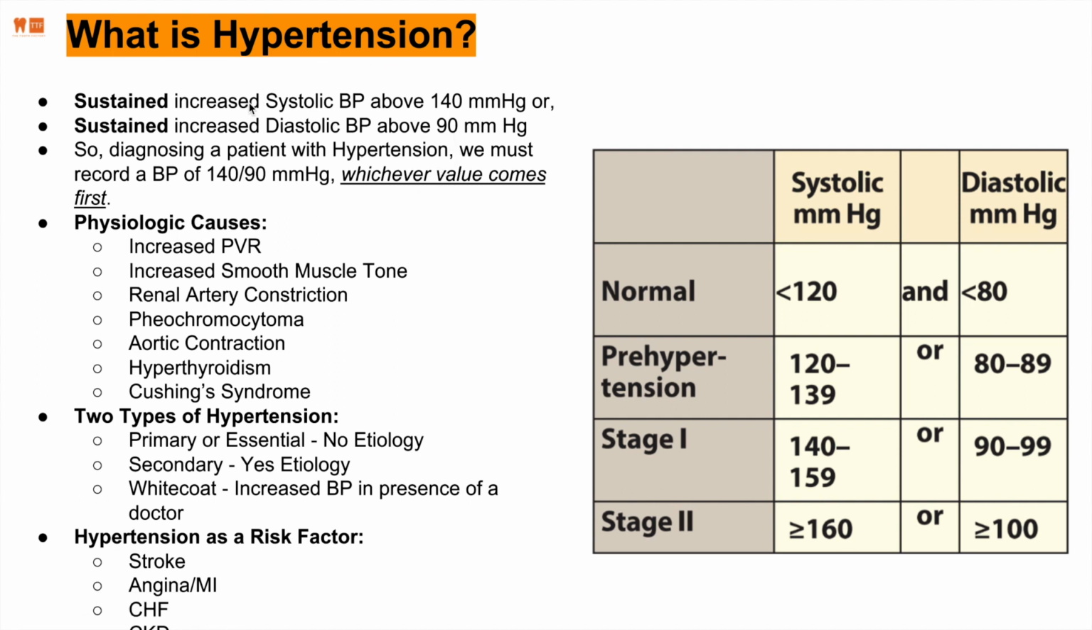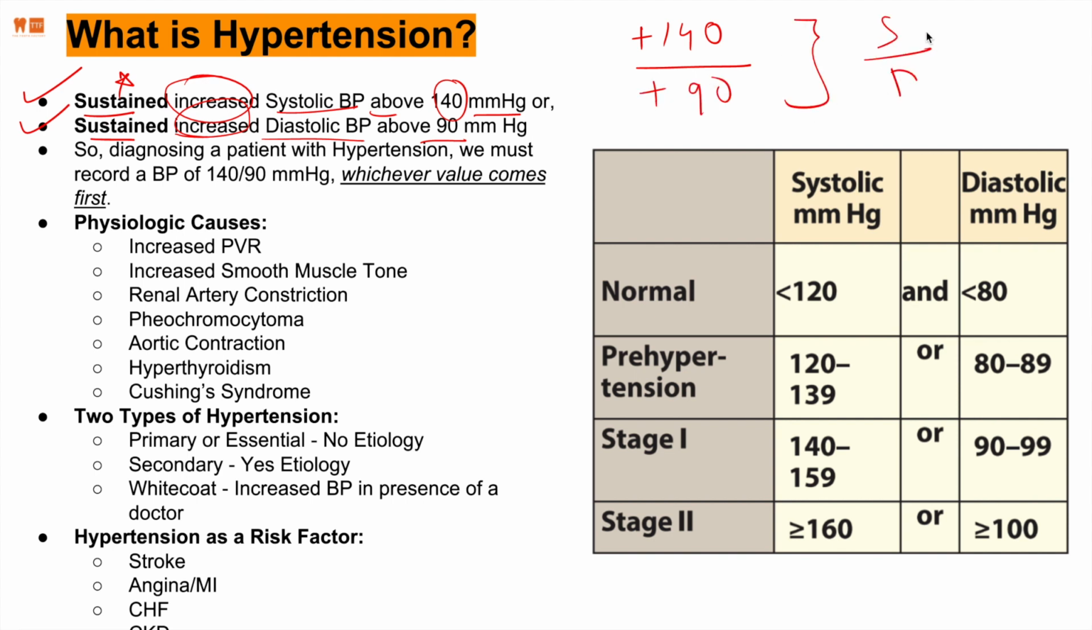So what is hypertension? It is sustained. So the word sustained is very important. Sustained increased systolic blood pressure above 140, so 140 plus mmHg, or increased diastolic blood pressure above 90. So whichever value comes first, whether it's systole or diastole, it is going to be classified as hypertension. Okay? So to diagnose a patient with hypertension, we must record a blood pressure of 140 over 90, whichever value comes first.